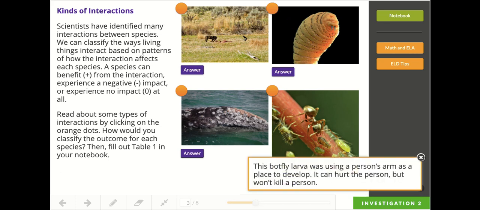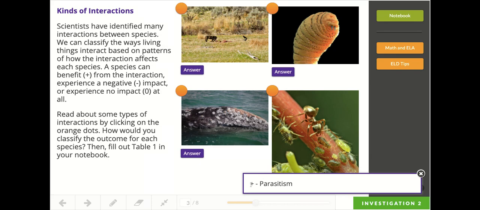Here's another example. This botfly larva, pictured here, is using a person's arm as a place to develop. It can hurt the person, but it won't kill them. In this case, the botfly larva is benefiting from that relationship, so that's a plus symbol. The human is negatively impacted. It's harmed, although it won't die from it. That's the minus sign. And this is a relationship known as parasitism. The botfly larva is a parasite. It's feeding off of the human and having a negative impact on the human.